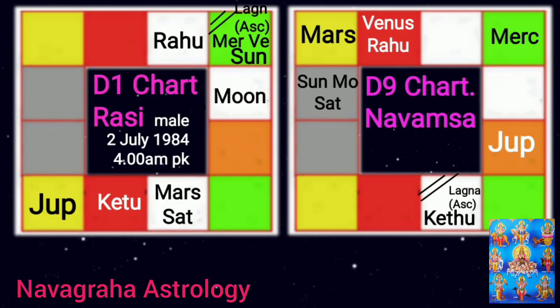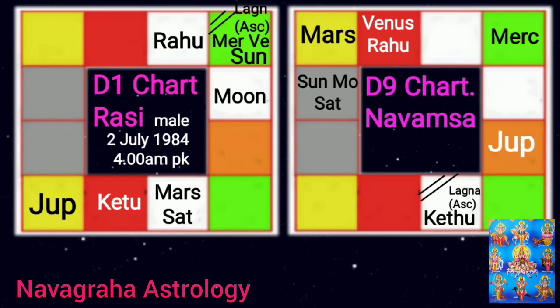In our second example, we will look at a male chart. This person's rising sign is Gemini and Cancer is the moon sign. Now let's look at the first house lord of the D1 chart. The first house lord of the D1 chart is Mercury. In D9 chart, Mercury is in 9th house.